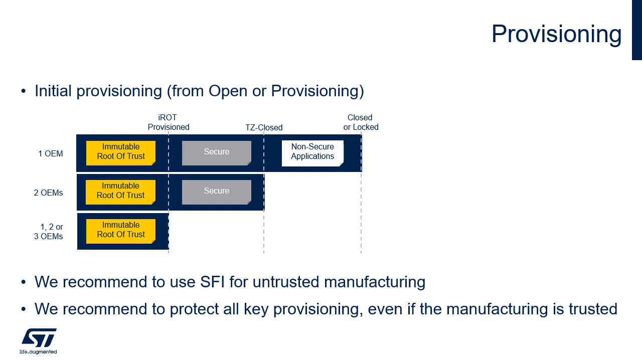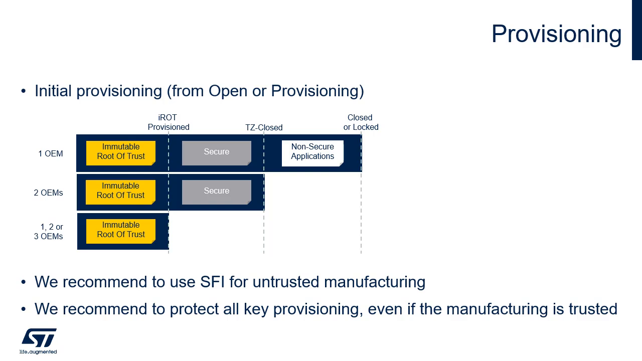The first case considers that one unique OEM is responsible for the full firmware. All can be provisioned in only one step. The second case considers that 2 different parties are responsible for 2 parts. The first party is responsible for IROT and secure, then the second party is responsible for the non-secure application. The third case is an initial provisioning step including only the IROT, STiRoT, or OEM iROT covered by a first party, but the rest of the system is loaded by 0, 1, or 2 other parties.